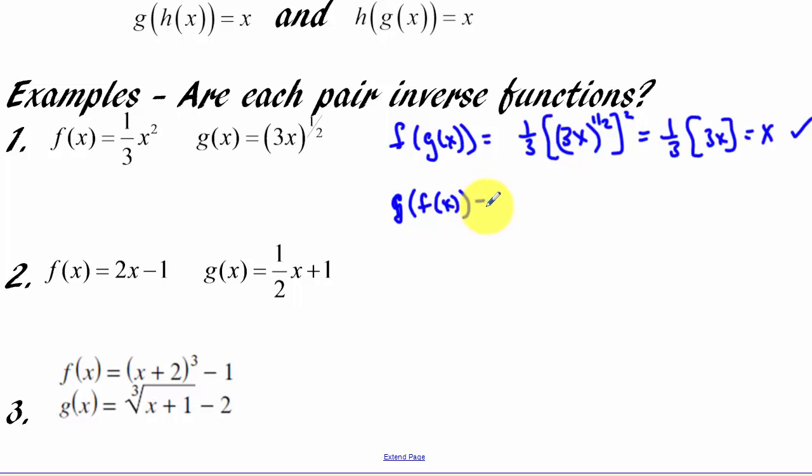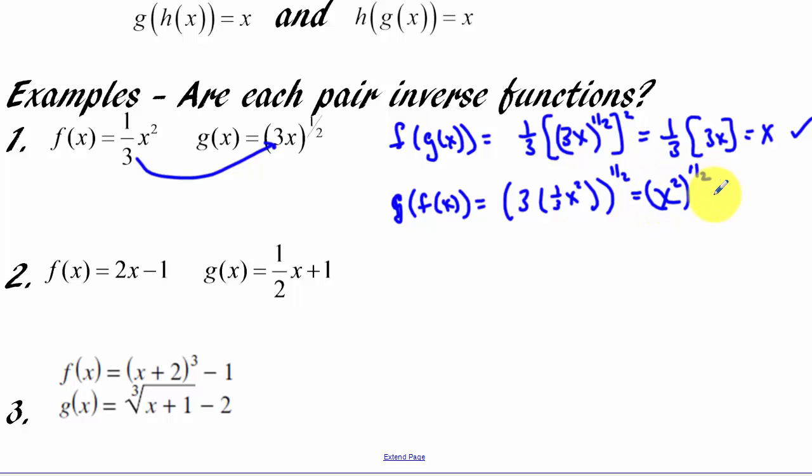Let's check the composite the other direction. So now we're going to put f of x into g of x. I'll simplify inside by multiplying by the 3. So we've got x squared to the 1/2, which gives us x when we multiply our exponents, x to the first. So the answer here is yes, those are inverse functions of each other.